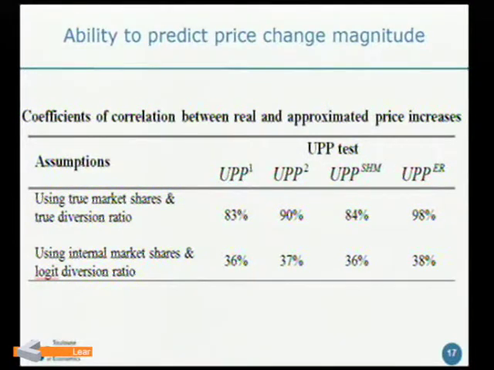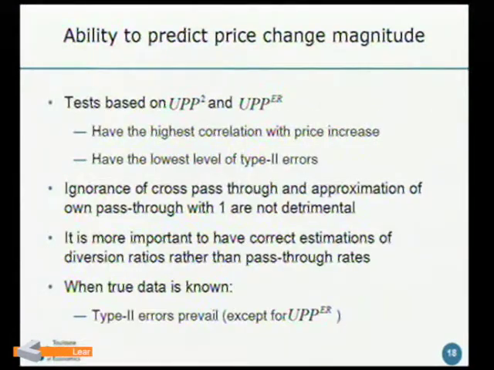Rubinfeld. If I take another situation, where I use the diversion ratio computed according to the logit formula that I showed, and I make some estimate of the marginal cost, then usually UPP predicts around 35%, 36%, say 40% of the real price increase. Okay, so that summarizes the idea.